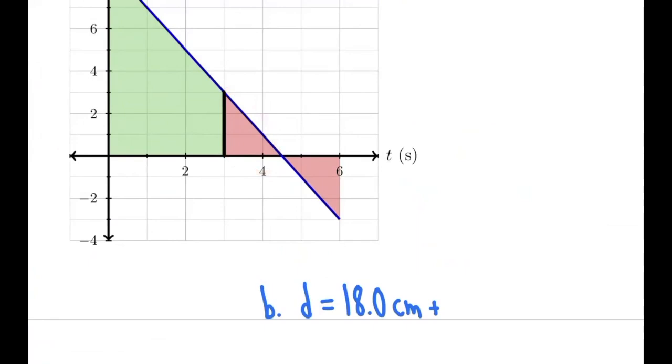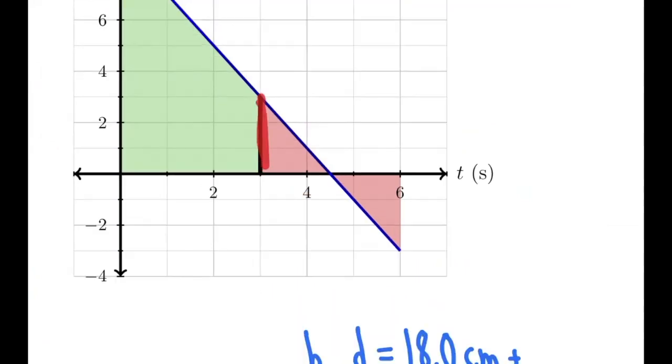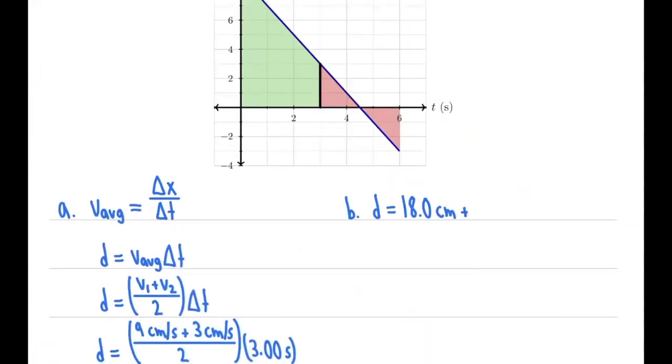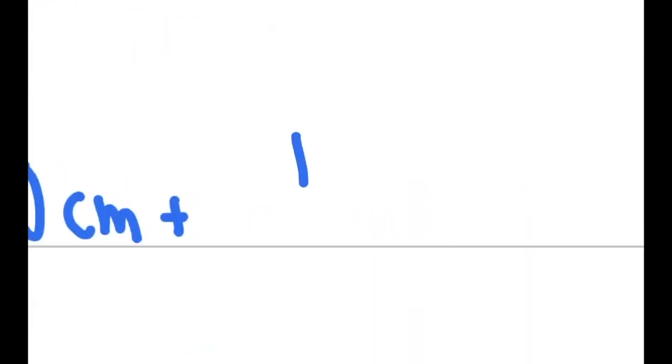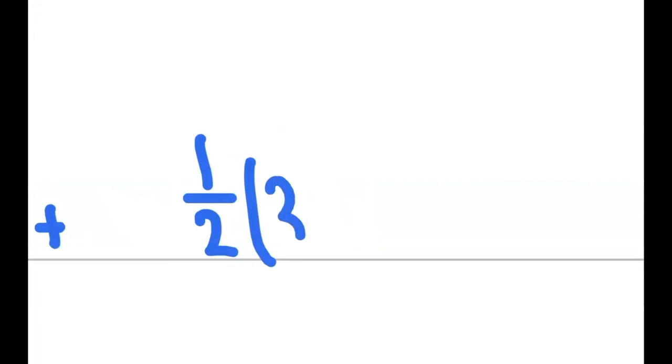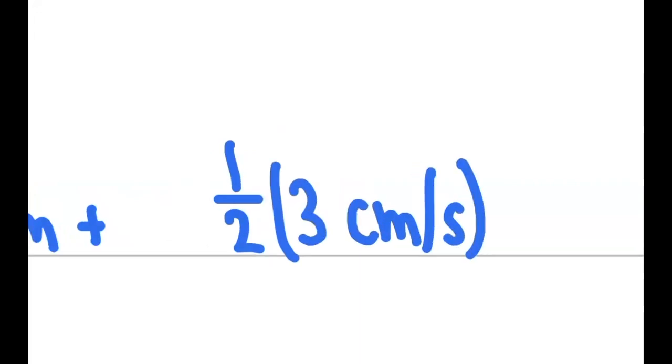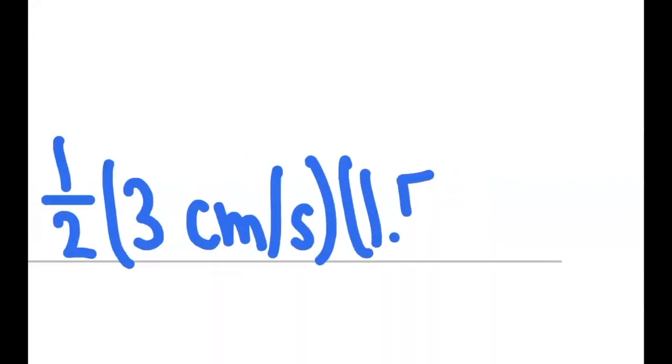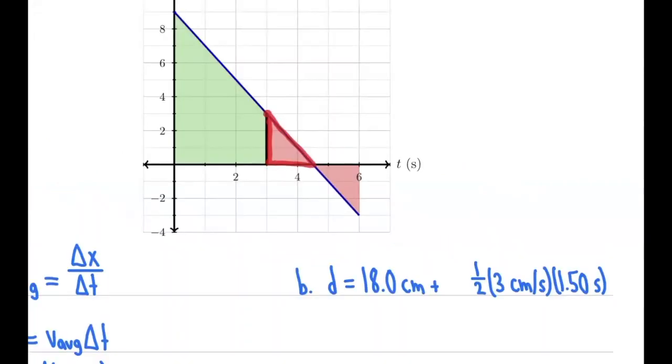One half base times height. Exactly. The height is 3. We have the base is 1.5. So it's one half times the 3 centimeters per second times the 1.5 seconds. So that's this triangle right here.